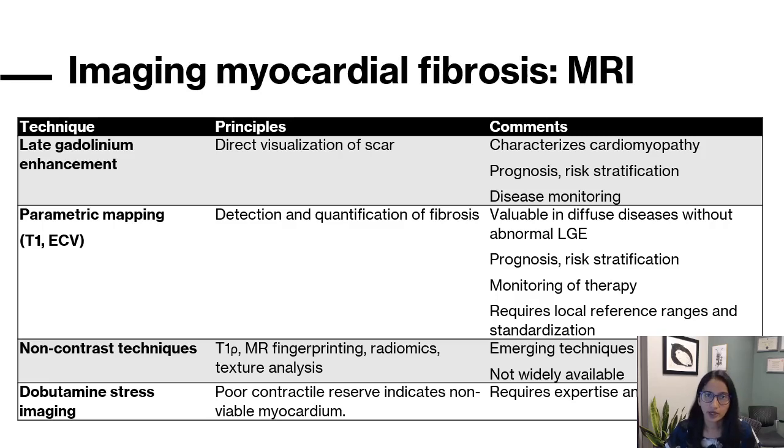Among the various MRI techniques, LGE permits direct visualization of scar. Parametric mapping using T1 and ECV help in qualitative assessment as well as quantification of fibrosis. This can be particularly valuable in the assessment of diffuse diseases, cardiomyopathies which do not have LGE, for prognosis, risk stratification, and for monitoring therapy. It is important to have local reference ranges for comparison. MR fingerprinting, radiomics, and texture analysis are non-contrast and emerging techniques.